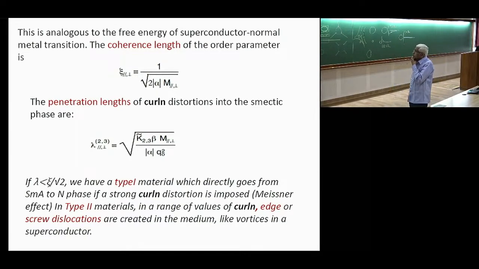which goes directly from Smectic A to the nematic phase if I try to apply a very strong curl distortion. So the curl cannot penetrate, it just goes over. So this is like the type 1 superconductor. On the other hand, in a type 2 material, which has the other inequality, for a range of values of curl, edge or screw dislocations can be created in the medium. These are like vortices in a superconductor. See, this is a layered material, so you can talk of edge and screw dislocations. Both of them involve curl of n.